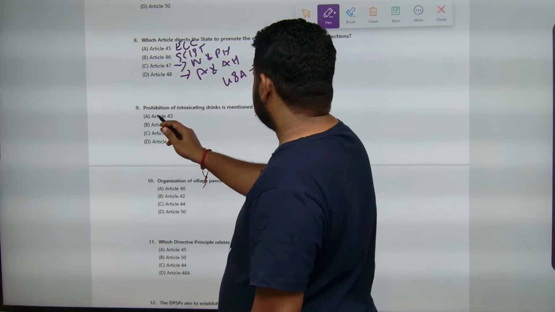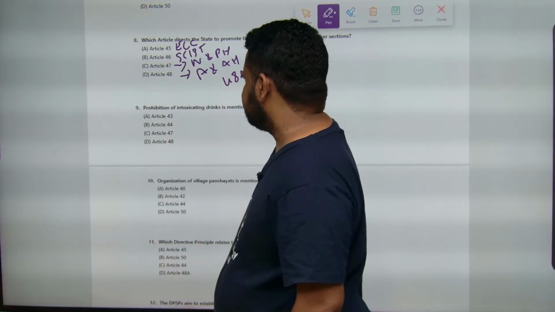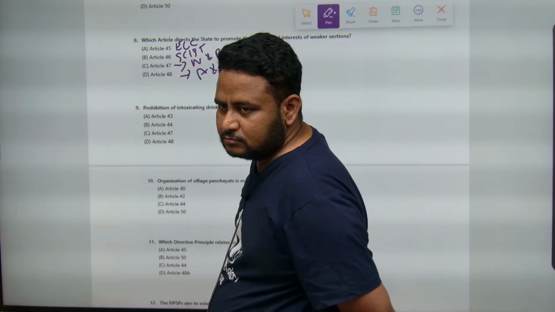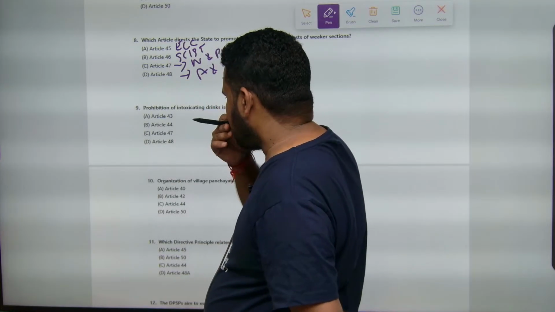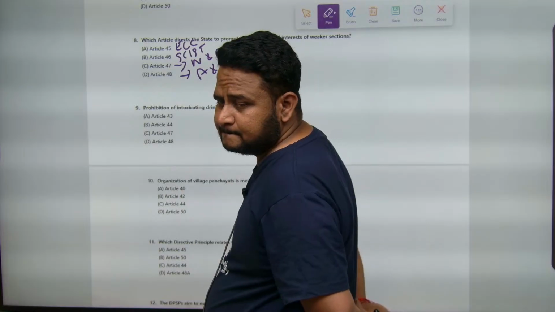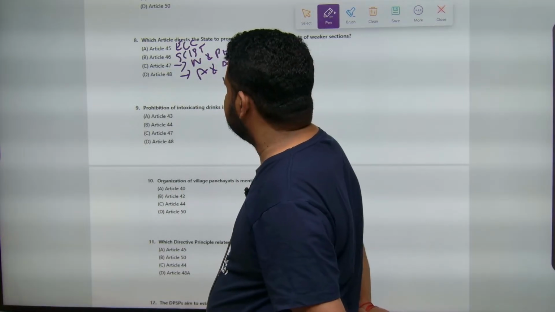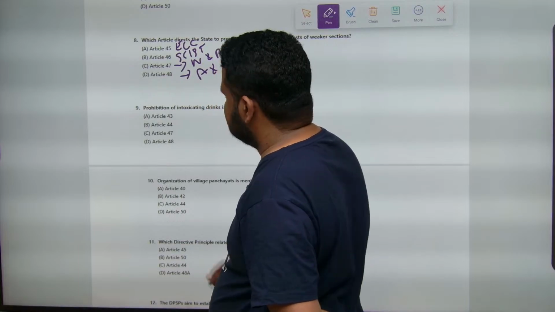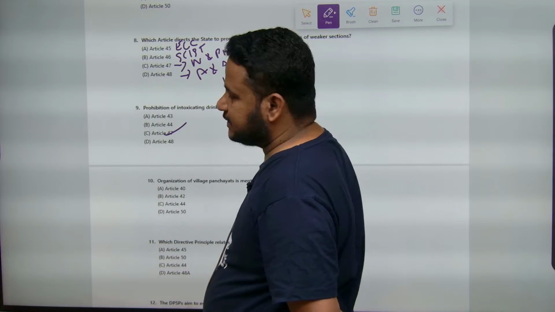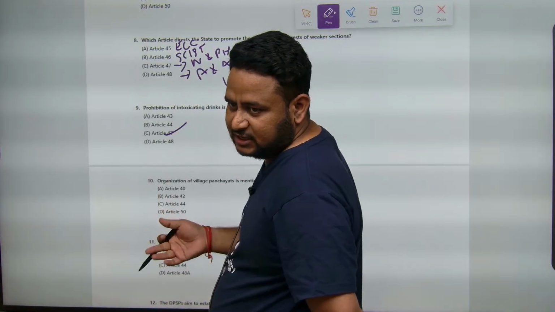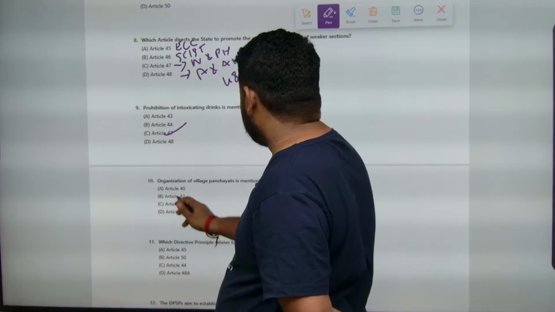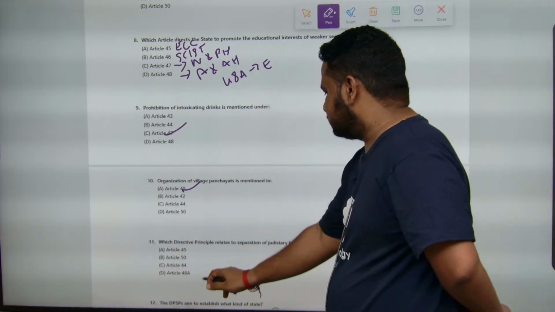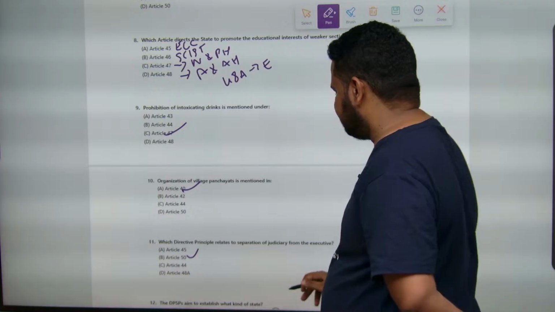Now, prohibition of intoxicating drinks is mentioned under which article? 47 is talking about which article? Nutrition and public health. So here only intoxicating drugs also comes, which is related to health. Organization of village panchayat, article 40. Separation of judiciary? Article 50.